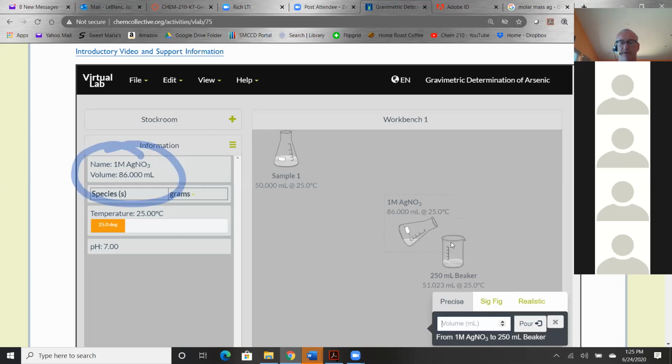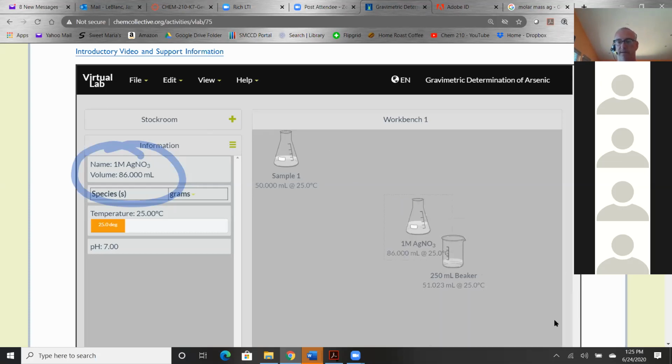Oh, sure. So let me get rid of this. So we just click on the silver nitrate and drag it over on top of the beaker. Do we always start with 50 milliliters of the sample?